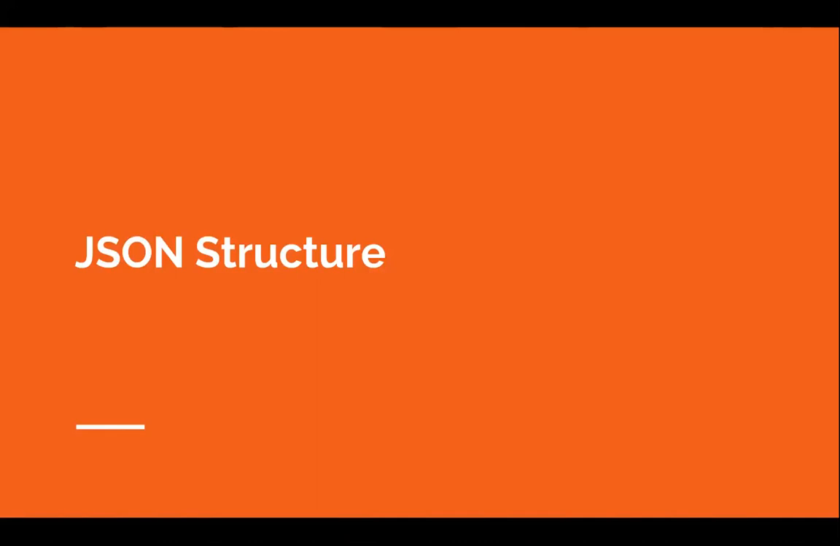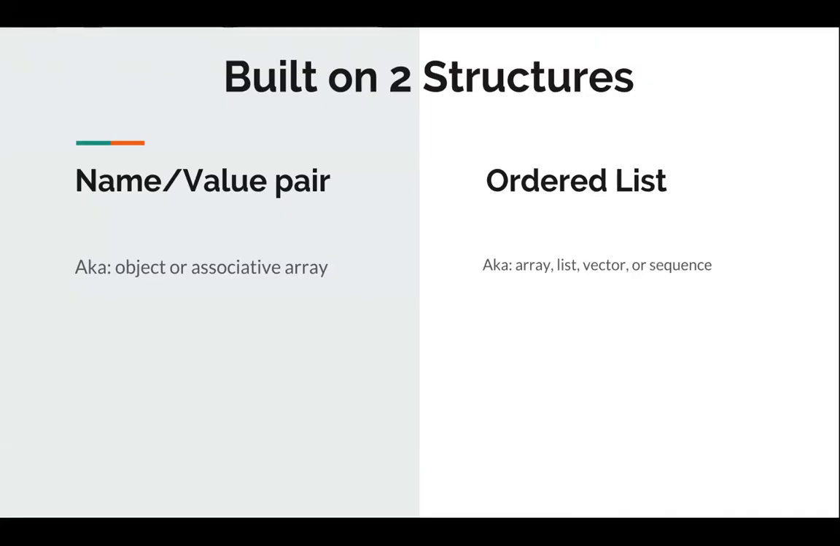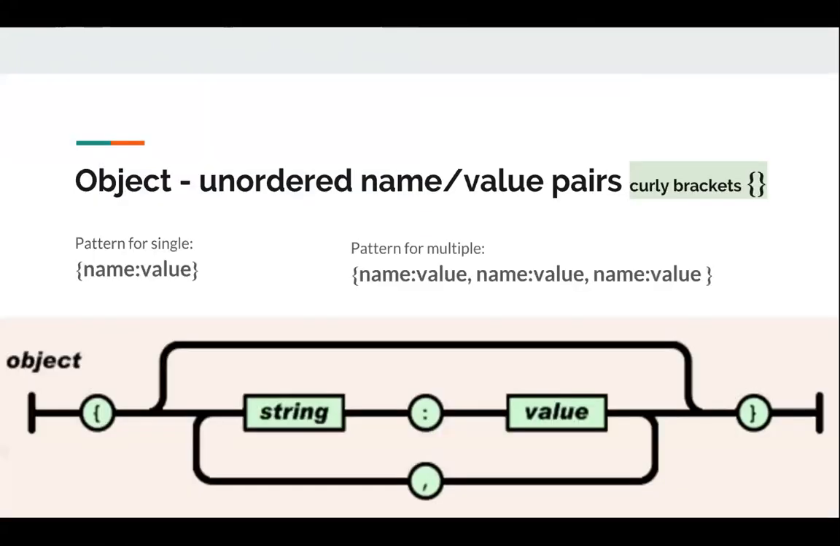We're going to talk a little bit about the JSON structure. It's built on two structures: a name-value pair, which is also known as an object or an associative array, and an ordered list, which is also known as an array, list, vector, or sequence. So it shares a lot of similarities with other C languages in the syntax. So let's talk about the first one.